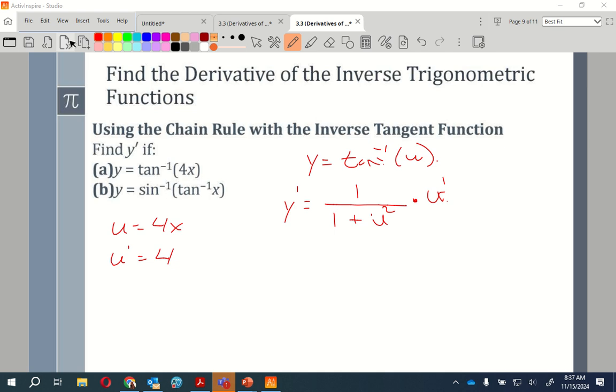And then let's go ahead and put that back. Y prime is equal to 1 over 1 plus my u, which is, in parentheses, 4x squared, times 4. So to clean up my answer, it's going to look like 4 over 1 plus 16x squared.